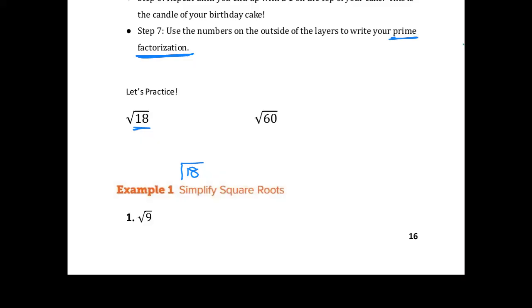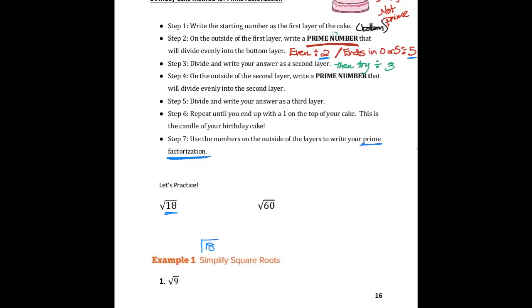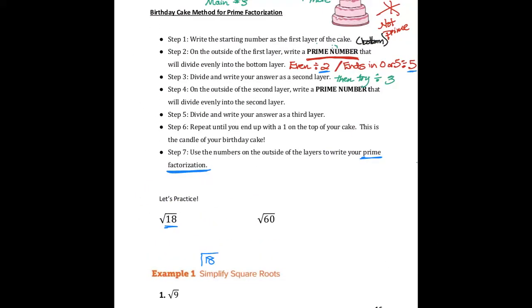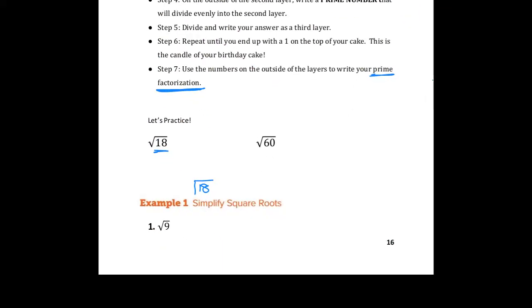Even, because it ends in 8. And we said up here, if it's an even number, divide by 2. Okay? So over here, I'm going to divide by 2 because it's an even number. Okay? And 18 divided by 2 gives me what? Not 6, 9.